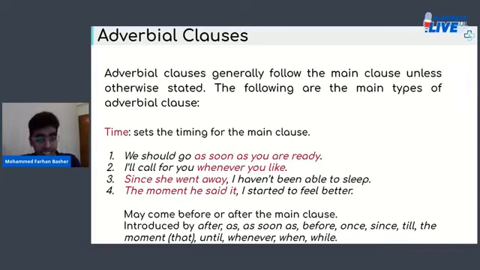The moment he said it, again, another dependent clause and more specifically an adverbial clause because we have the adverbial phrase, the moment. So the moment he said it, comma, I started to feel better. Okay? All right.